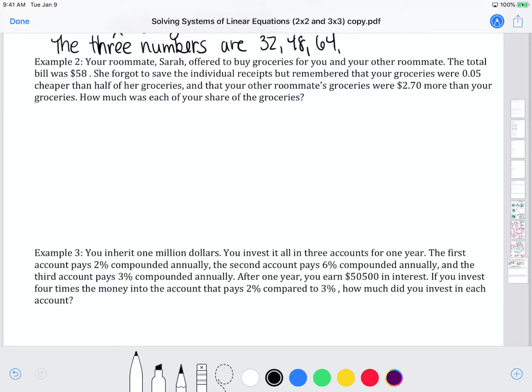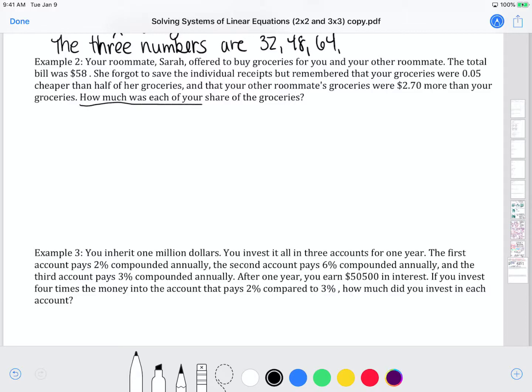In example 2, your roommate Sarah offered to buy groceries for you and your other roommate. The total bill was $58, and she forgot to save the individual receipts, but remember that your groceries were 5 cents cheaper than half of her groceries, and that your other roommate's groceries were $2.70 more than your groceries. How much was each of your share of the groceries?